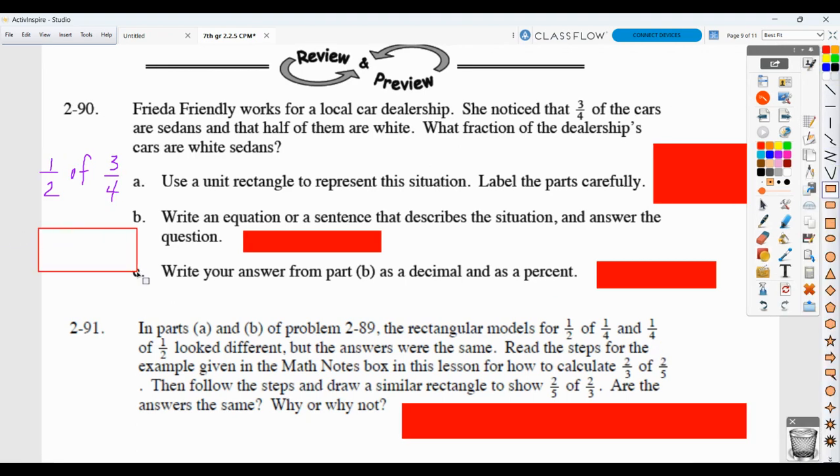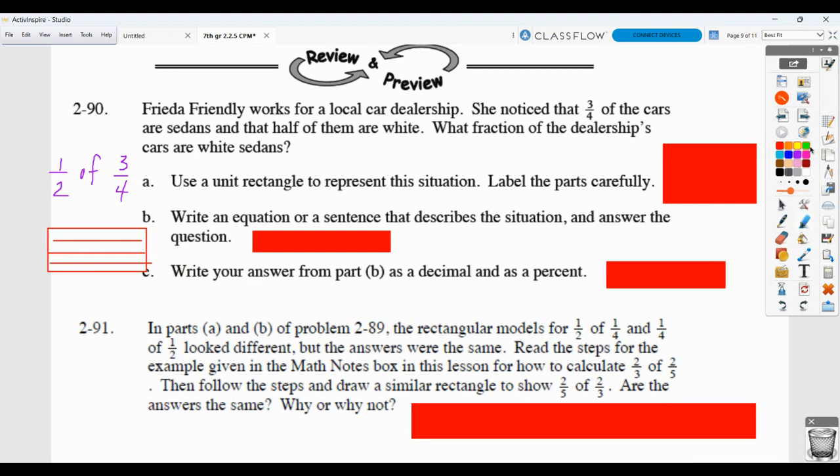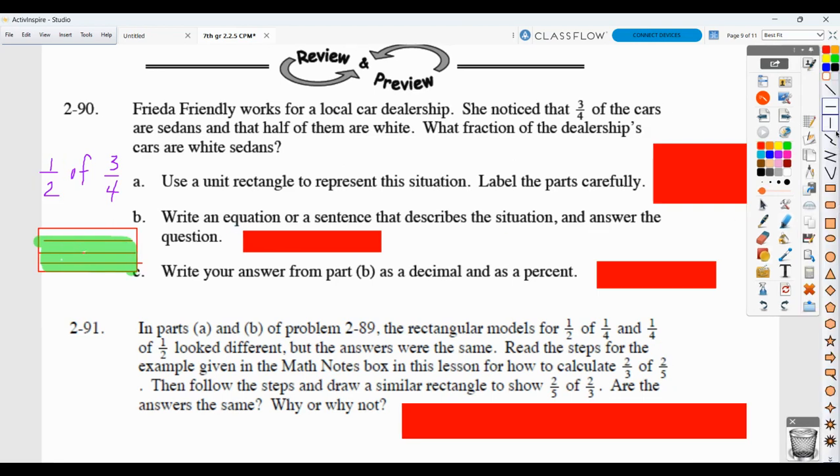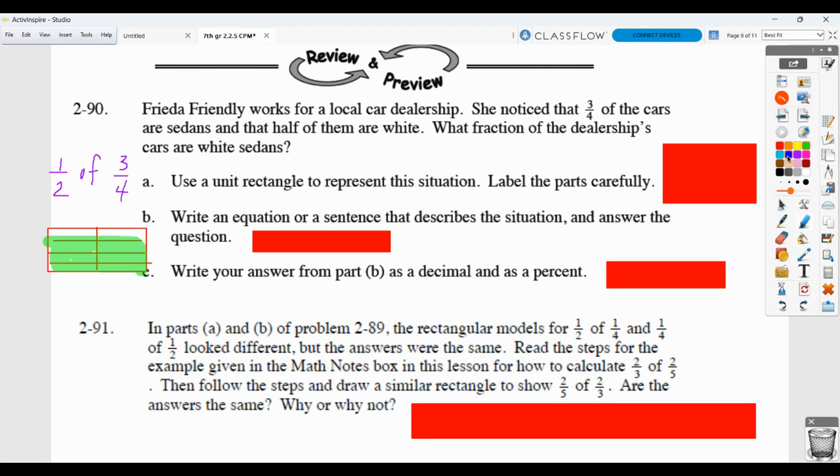And so you're going to divide it into 4. You can do that vertically or horizontally, doesn't matter. And you're going to shade in 3/4. And then you want to take half of that. And when you take half of that, since I divided this horizontally, I'm going to divide that the opposite way, which is vertically. And when I do that, I'm looking to shade in half of those 3/4, which should be this area of overlap right here.